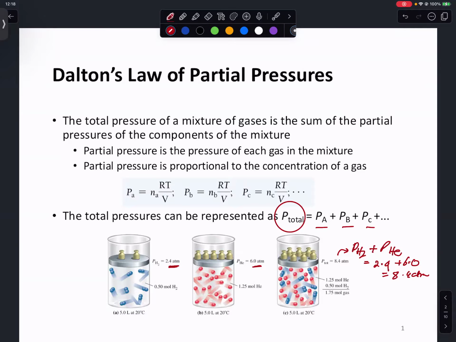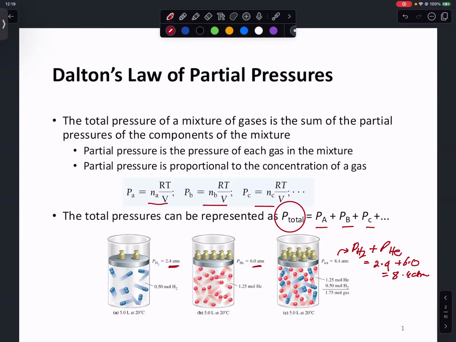Now, I've noticed that some have trouble understanding the concept of partial pressure. The closest thing you can think about for partial pressure is that it is proportional to the concentration of gas. Again, it's not the concentration of gas, but it is directly proportional to the concentration of gas. So you can think about it in a similar way, just seeing from the pressures of each gas right here.